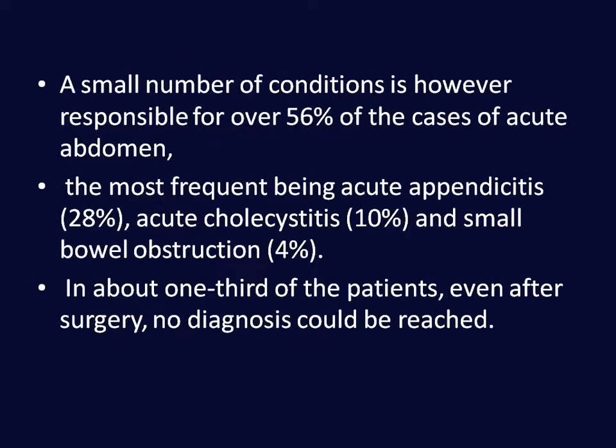or surgical treatment. A small number of conditions is responsible for about 56% of the cases of acute abdomen. So that's the part that we should know and we should diagnose confidently, because we will diagnose more than half of the cases of acute abdomen. The most frequent being acute appendicitis, acute cholecystitis, and small bowel obstruction. In about 1/3 of the patients, even after surgery, no diagnosis could be reached.